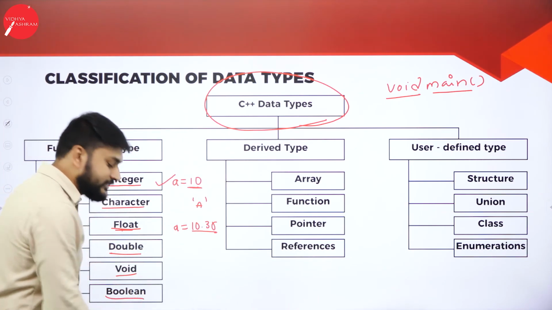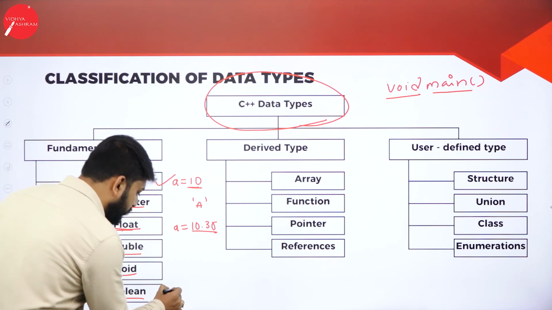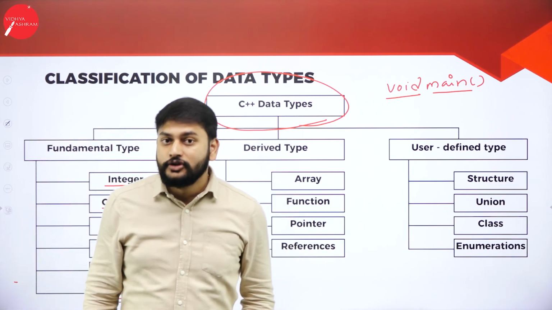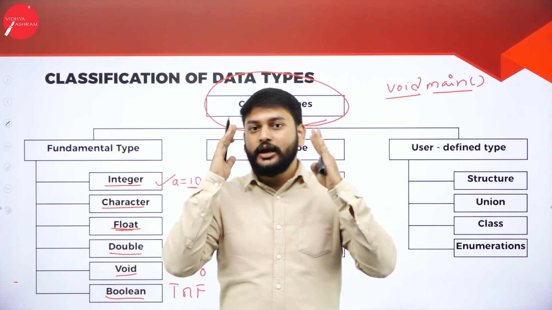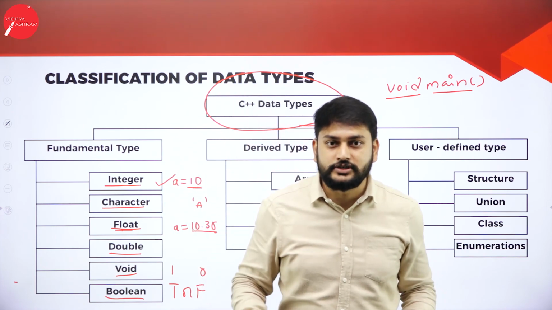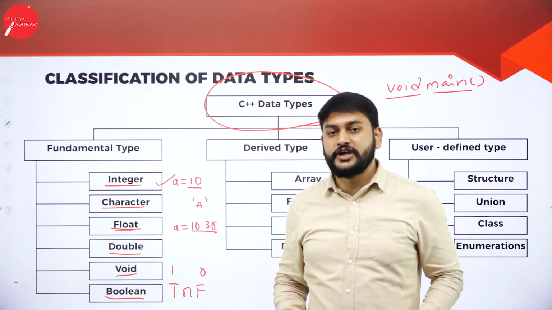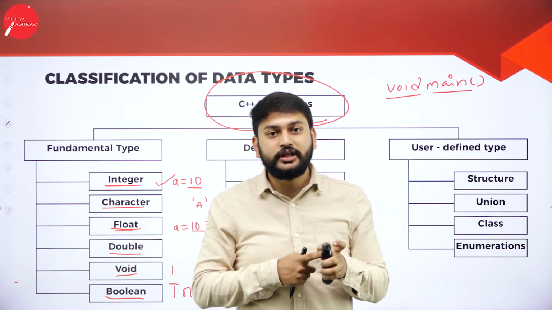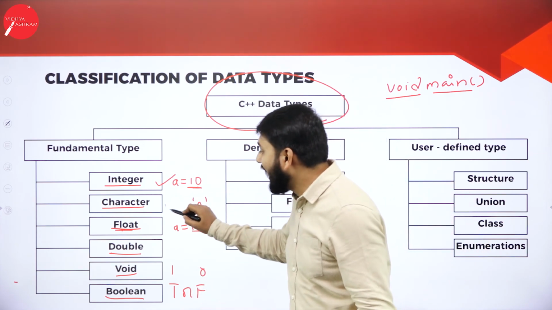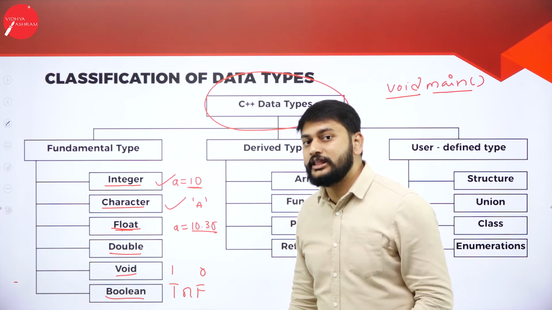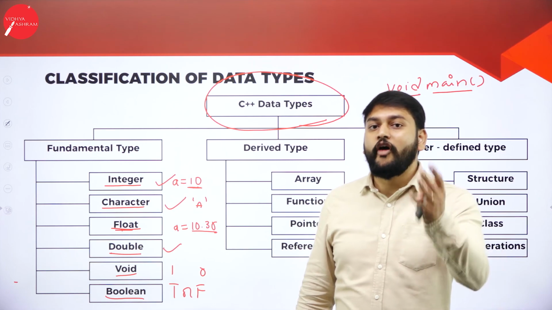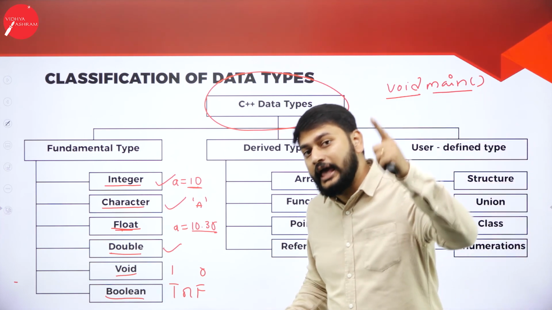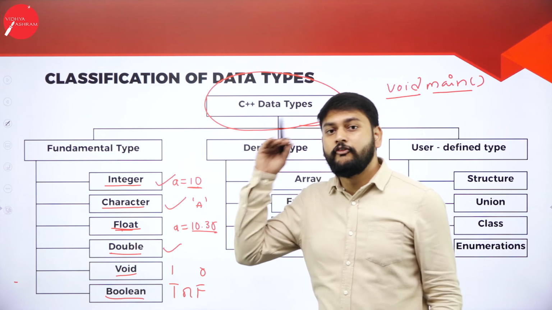So what is this boolean? Boolean in the sense 0 or 1. True or false. True in the sense 1, false in the sense 0. Can you recollect? This is all you have to remember now. Fundamental data types is the first classification. Which data types come under fundamental data types? First one is integer, second is character, third is float, fourth is double, then void, and boolean. That's all you need to remember: integer, character, float, double, void, boolean.